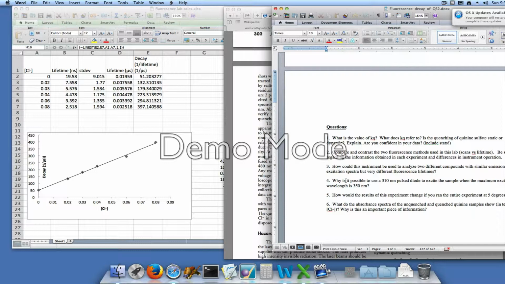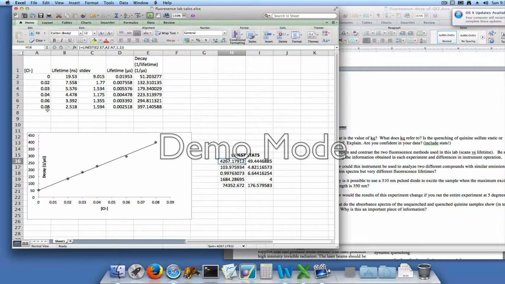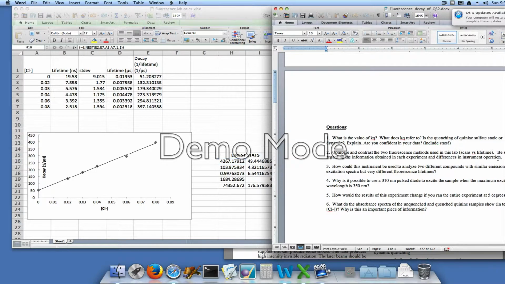How would the results of this experiment change if we ran this experiment at 5 degrees Celsius? Well, at 5 degrees Celsius, at lower temperatures, we would have fewer collisions. And so if there were fewer collisions, the effect of the quencher would be a lot less significant. The relationship would be, but you might have to add like 2 or 3 times as much chloride ions in order to get to a 2.5 second lifetime.